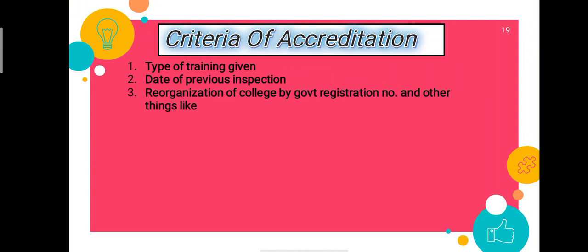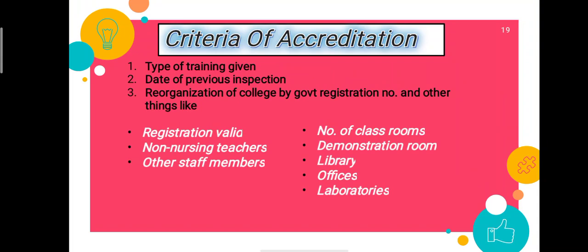Now we will see the criteria of accreditation. Number one, type of training given, date of previous inspection, recognition of college by government, registration number, and other things like registration valid, non-nursing teachers, other staff members, number of classrooms, demonstration rooms, library, offices, and laboratories. So these all have to be included in the nursing college for recognition of college by the government registration number, and the type of training given and date of previous inspection should also be included in this.